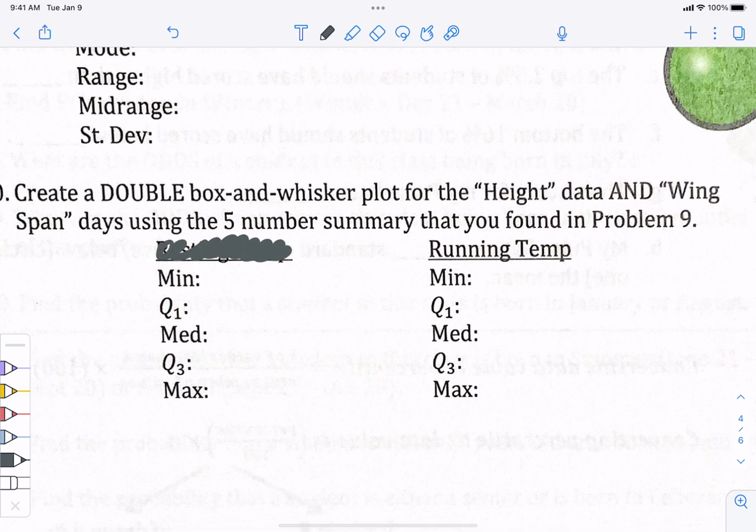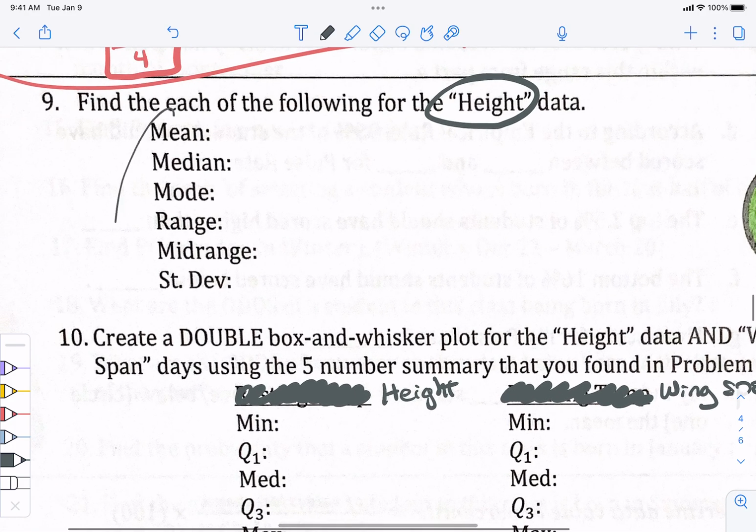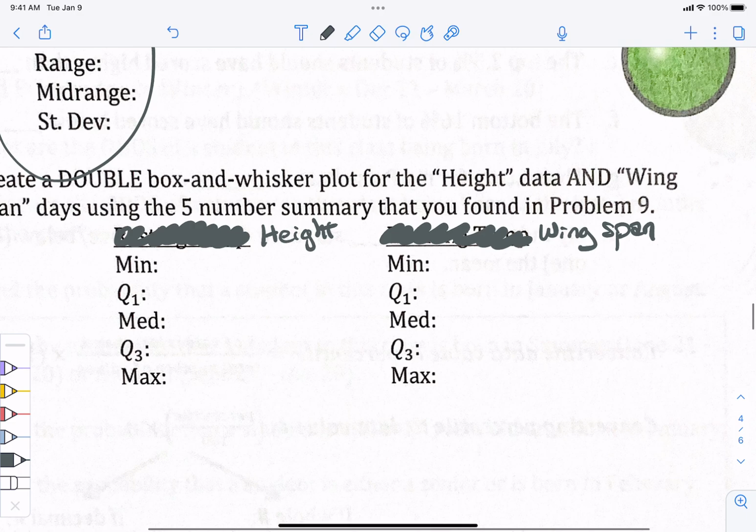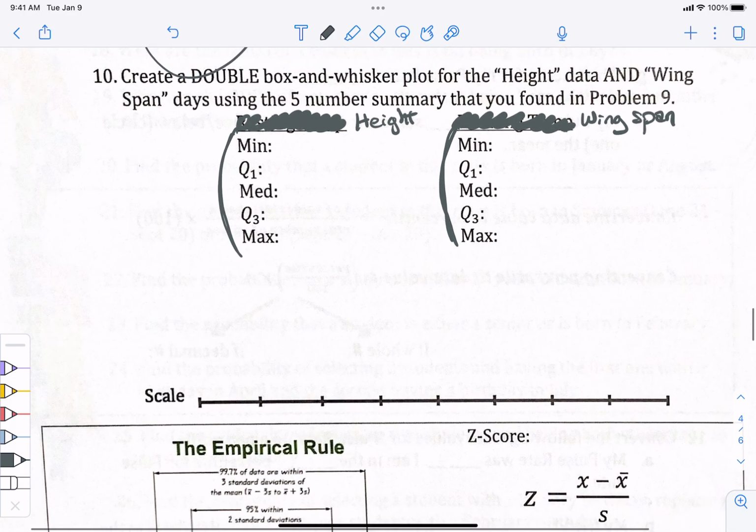Don't look at resting temp, this is wrong, and running temp, this is wrong. That's from last year. This should be height, and this should be wingspan. So you have your height information from up above, and then you're going to repeat the height information, but you're going to find the 5-number summary, min, max, median, that stuff. And you're going to do the same thing for wingspan, and then you're going to do a double box and whisker plot down here. So your scale maybe needs to go from like 50 to 80 or something like that, right?